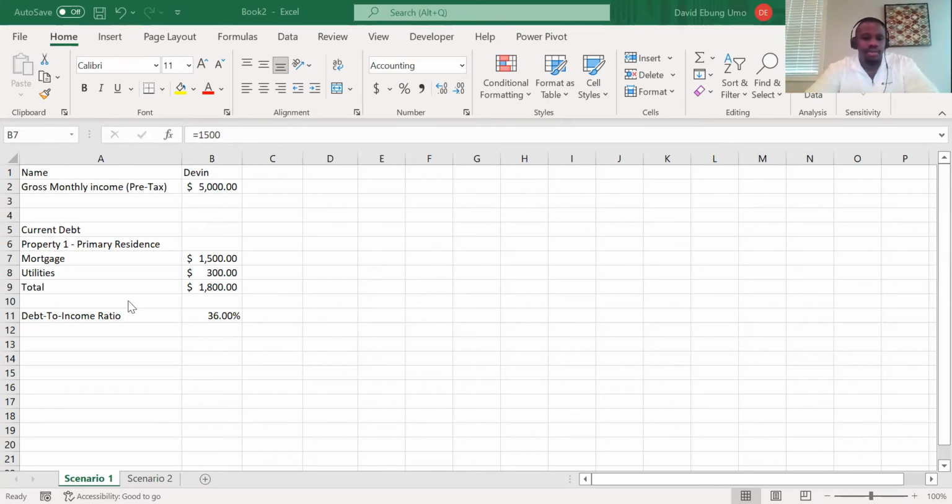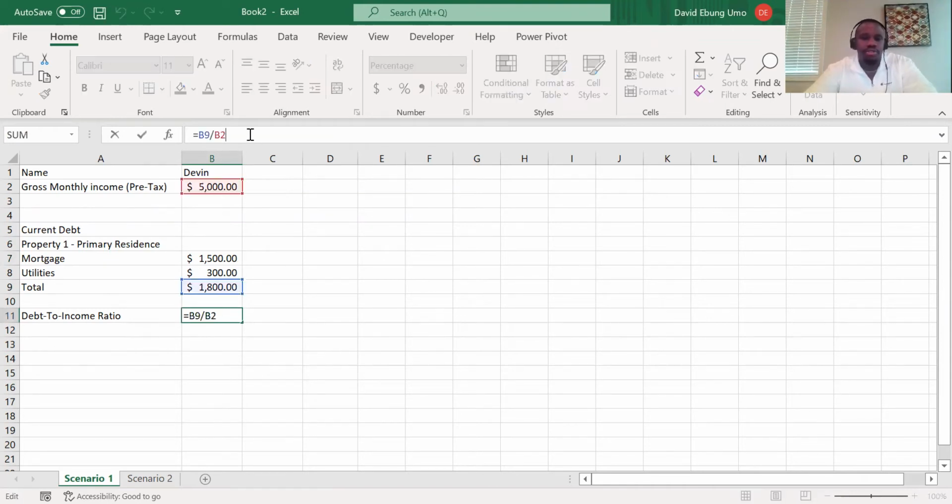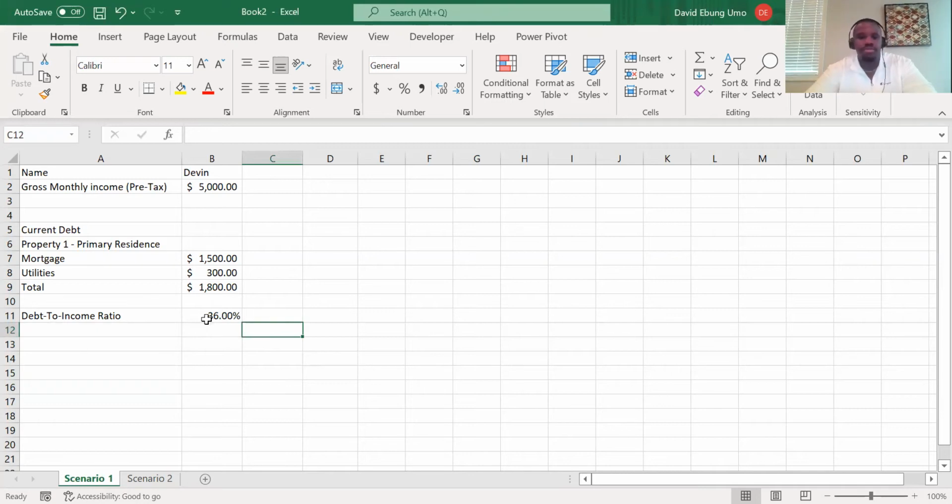We're going to keep this scenario very simple. We have Devin, probably your fresh college grad, making $60,000 a year. That brings his gross monthly income pre-tax to $5,000 a month. Devin has just bought a property. His mortgage is $1,500 and utilities are $300, so that brings his total to $1,800. The debt to income ratio is simply the ratio of 1,800 to 5,000, which is 36%. For a single property, it's straightforward.